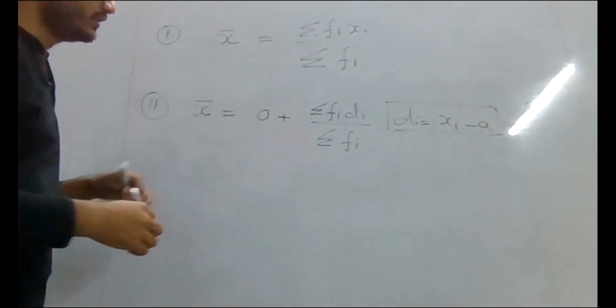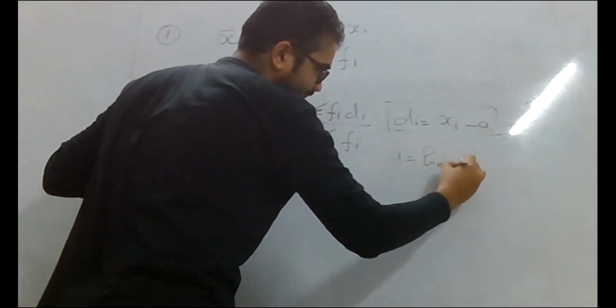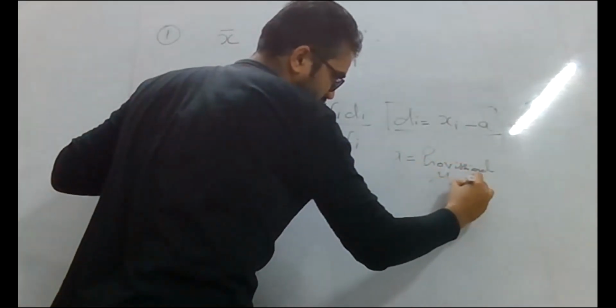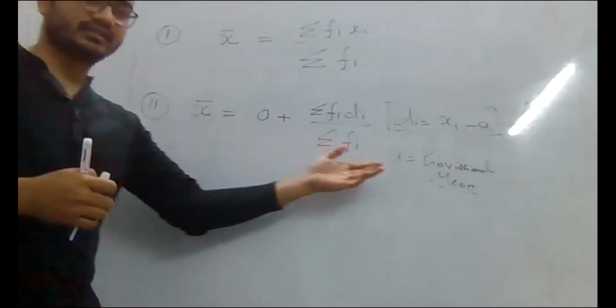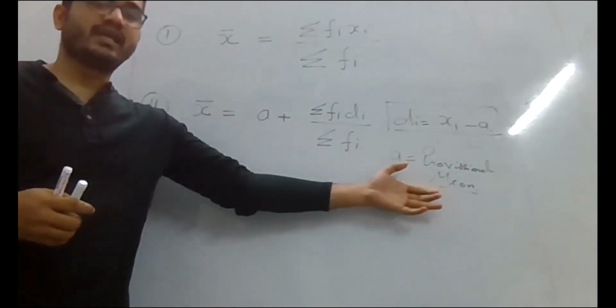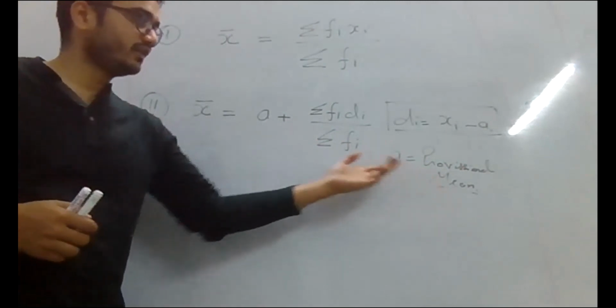Rest all things you are aware of. As I said, a is equal to the provisional mean. Basically, from the table, when we solve the sum, I'll let you know how we can assume our a. A is basically the middle term, or you can say the middle of the observations. That is how we can take it.